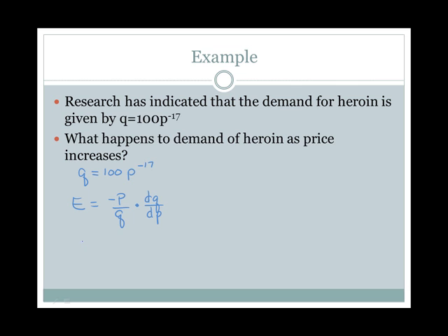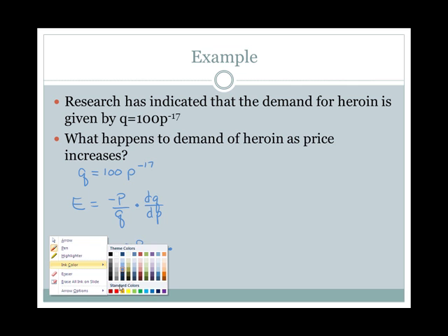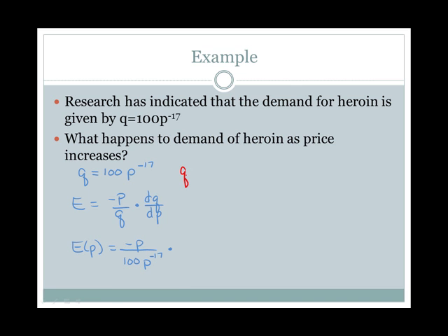Okay. Well, we know what P is. P is our price, so we're doing this in terms of the price, so E of P. So we're going to leave that P alone. Q, we're going to plug in this, so 100P to the negative 17. And then we have to have our dQ/dP, so we need to go back to that original function and find the derivative of it. So the derivative would be 100 times negative 17 P to the negative 18, or negative 1700 P to the negative 18. And so I plug that in here.